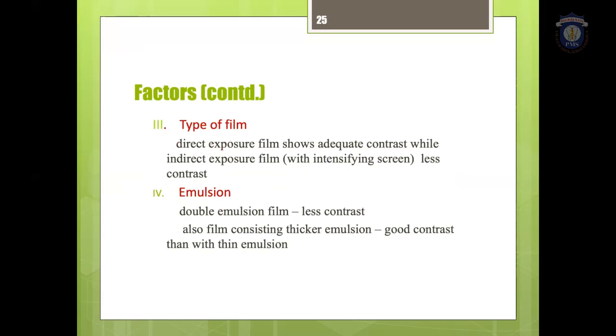Type of the film. Direct exposure film shows adequate contrast, while screen film combinations or indirect exposure film will have less contrast. Coming to emulsion, double emulsion film have less contrast. Also, film consisting of thicker emulsion will have better contrast than thin emulsion films.